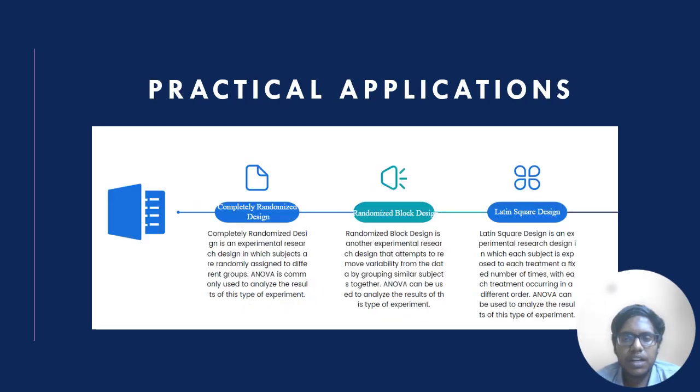Practical applications. Completely randomized design. It is an experimental research design in which subjects are randomly assigned to different groups. ANOVA is commonly used to analyze the results of this type of experiment. Randomized block design is another experimental research design that attempts to remove variability from the data by grouping similar subjects together. ANOVA can be used to analyze the results of this type of experiment. Latin square design. Latin square design is an experimental research design in which each subject is exposed to each treatment a certain number of times, with each treatment occurring in a different order. ANOVA can be used to analyze the results of this type of experiment.